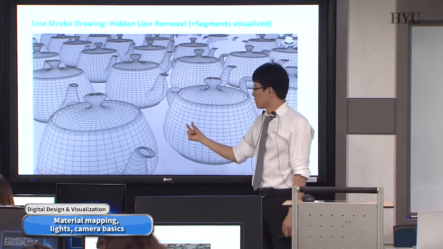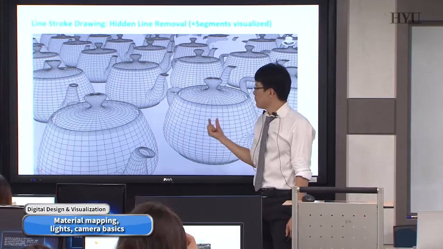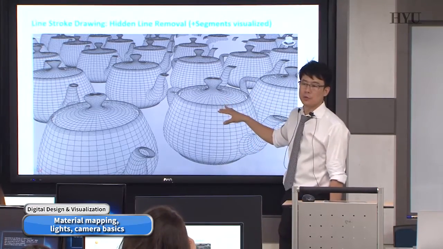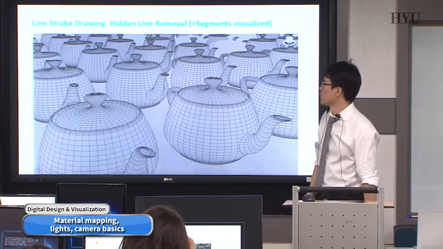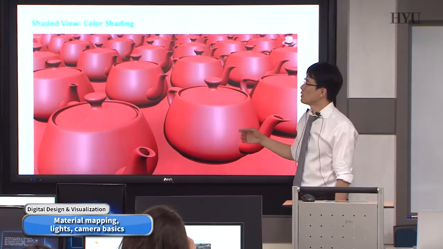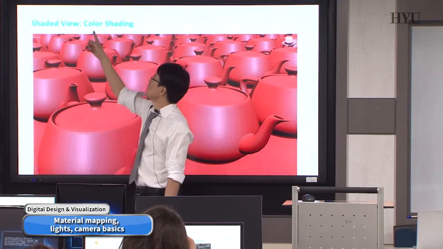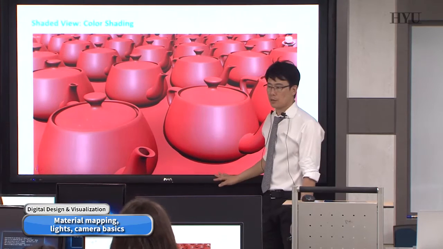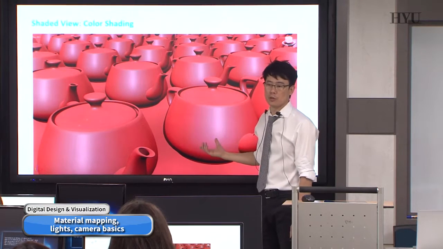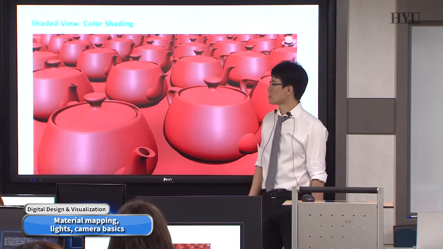Hidden line removed, line stroke design plus segments visualized. The lines and polygons here, they are segments. If you put in more segments, this is going to be smoother. That's the principle of segments. How about this one? Another view, another rendering, but the render type is shaded view, so-called color shading. But there is no shadow casting, no realistic texture material, only colors, okay? Just red color this time.